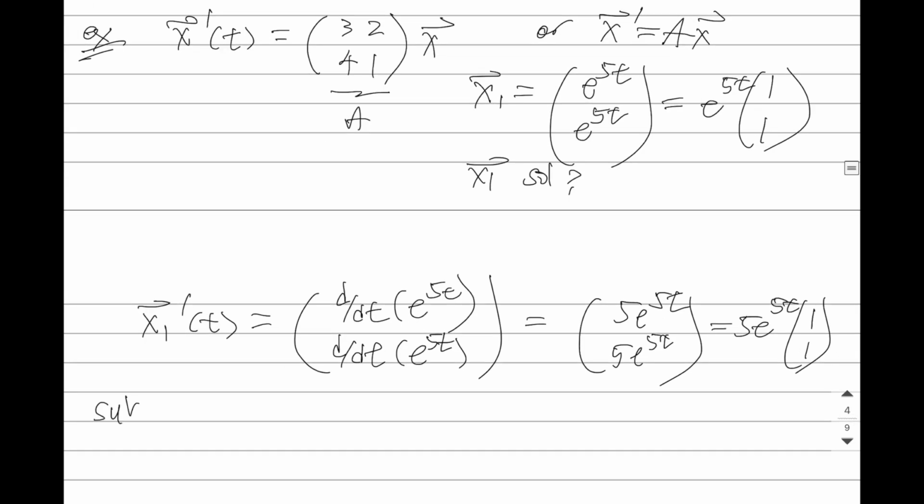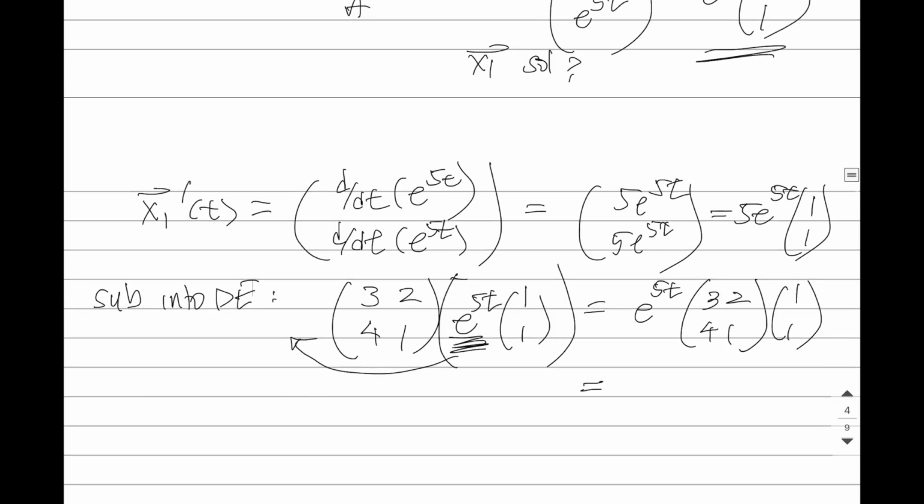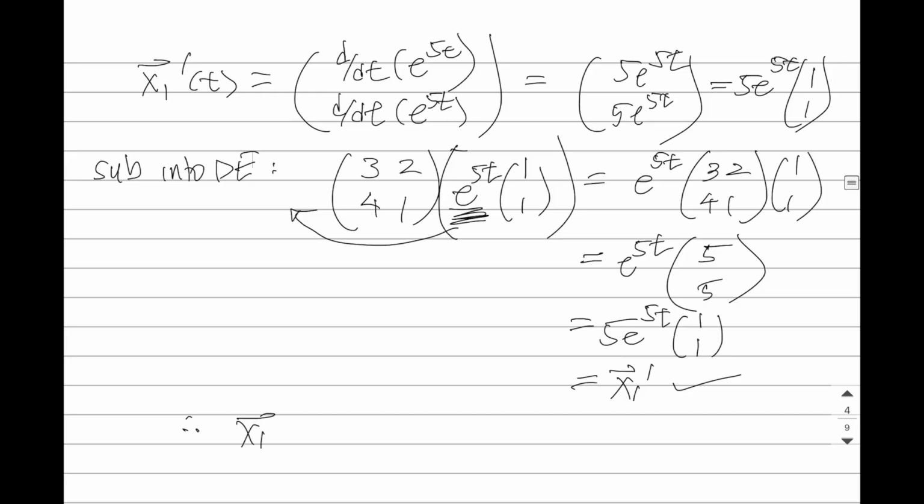So we're going to sub this into the DE and see if it actually satisfies the equation. So we'll have 3, 2, 4, 1. And now what we're trying to do is a matrix vector product, e to the 5t, 1, 1. Now this is a constant. And because it's a constant, we can use linearity of matrix vector products. And that can get pulled out, and what we'll have is e to the 5t is a weight in the front, 5, 5. That is equal to 5e to the 5t, 1, 1. And that's exactly equal to x1 prime. x1 solves the DE.